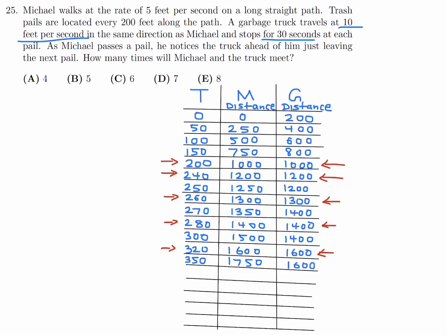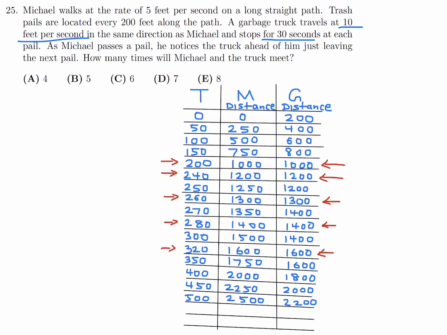Right? Because the truck is still stationary. It doesn't travel for those 30 seconds. 400, Michael is up to 2,000. The truck is 1,800. 450, now what happens, if you notice, Michael is getting farther and farther away. The truck is now not going to catch up to Michael. Okay? So that's it in terms of meeting points.